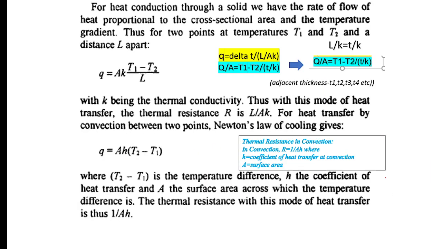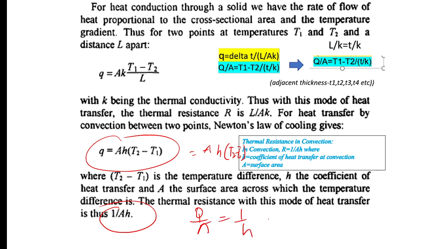Now, the thermal capacitance. Before we go there, we have to consider this. In terms of convection, the thermal resistance is this, right? You have to have this area, then h, delta T, that is T2 minus T1. And then this 1 over Ah, that's going to be the so-called thermal resistance in terms of convection. And normally, if we put A here, it's going to be 1 over h.